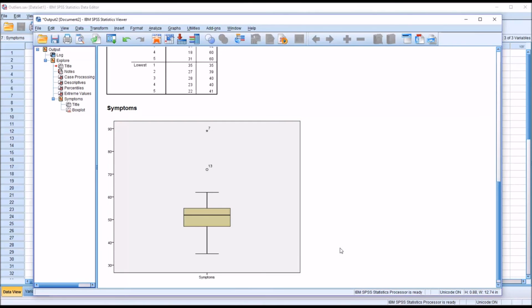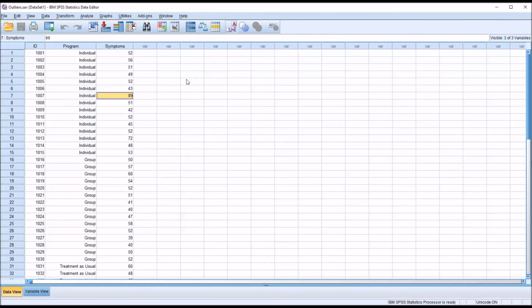Well, there are a few options to explore when you have outliers like these. So taking a look back at the data editor and these values, let's assume that these values are converted scores from an instrument that's designed to measure symptoms. So the first thing we want to do is make sure this is an accurate observation. The 72 and 89 are both accurate observations. It did not occur through some error or the data being miskeyed. We want to make sure these are legitimate values.